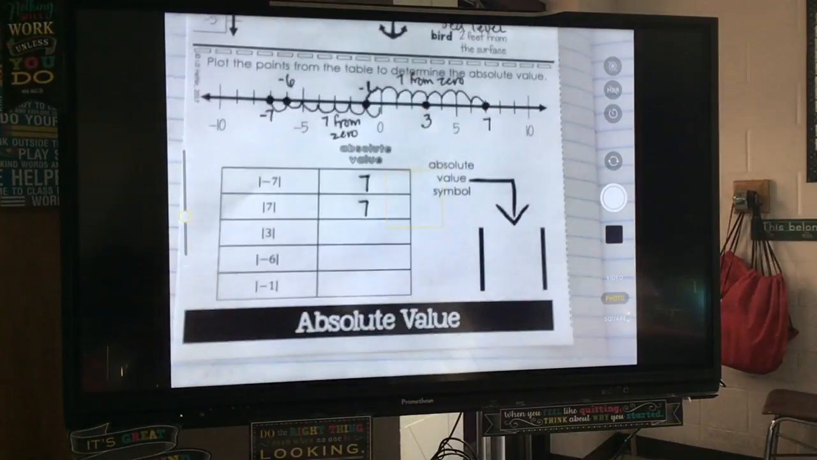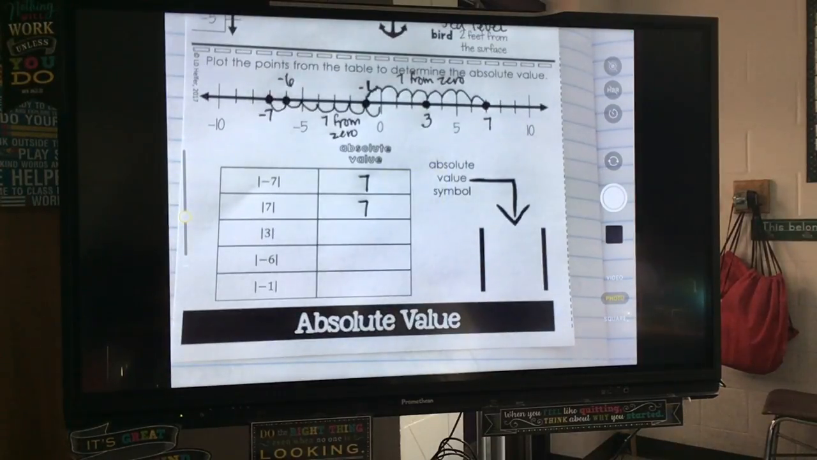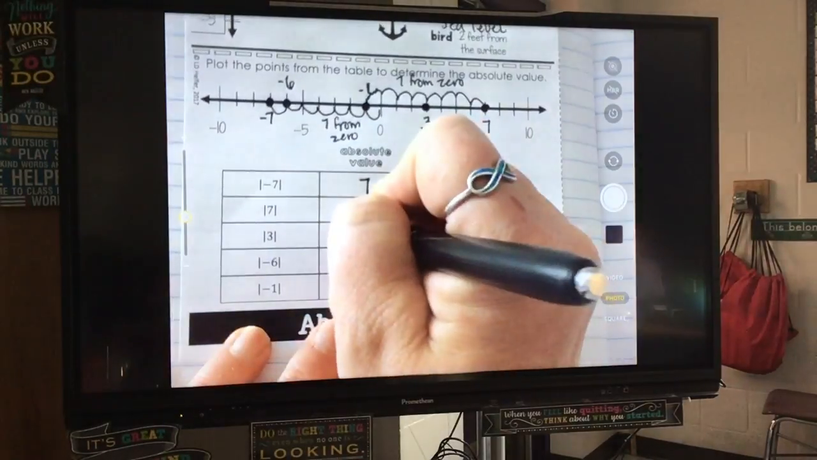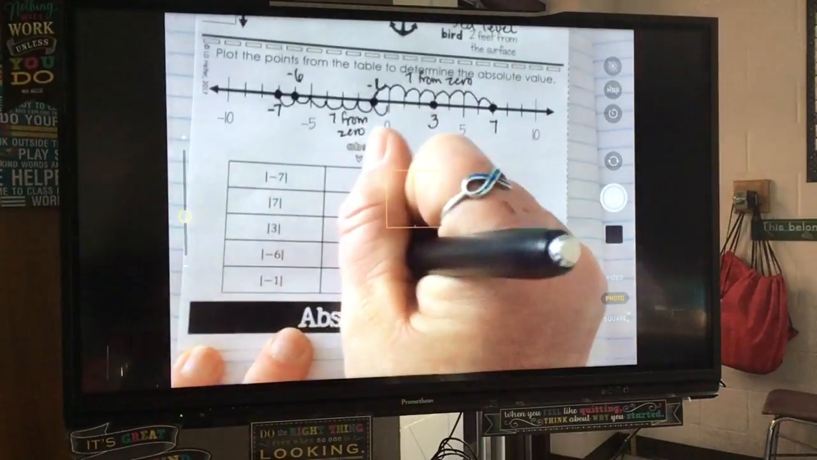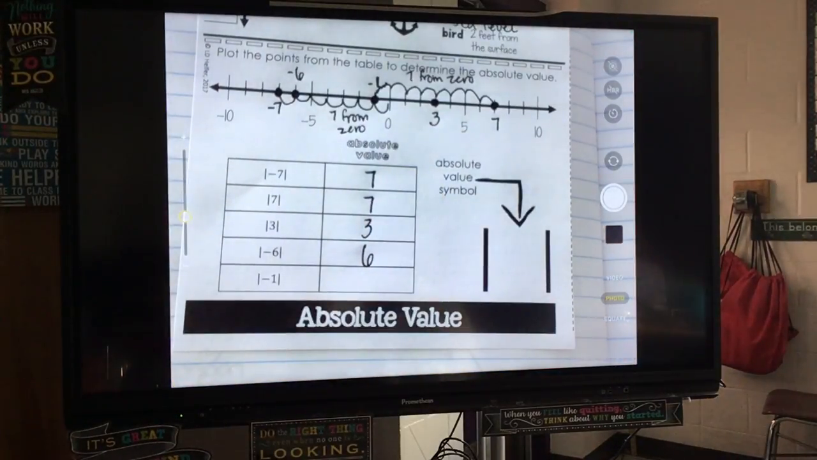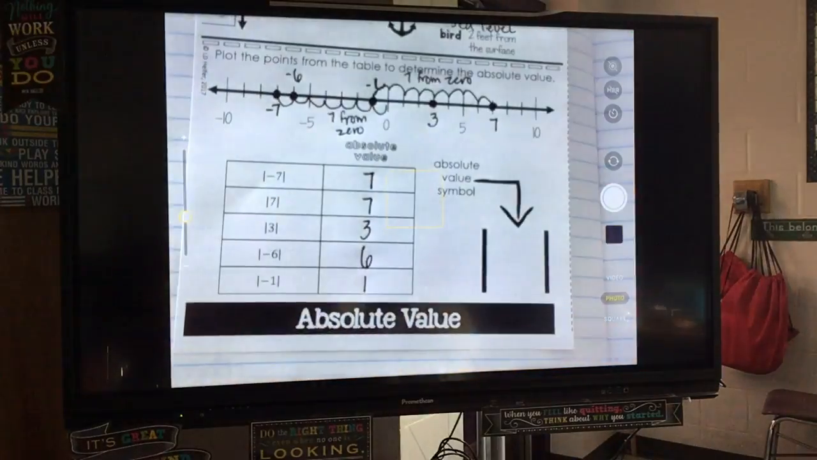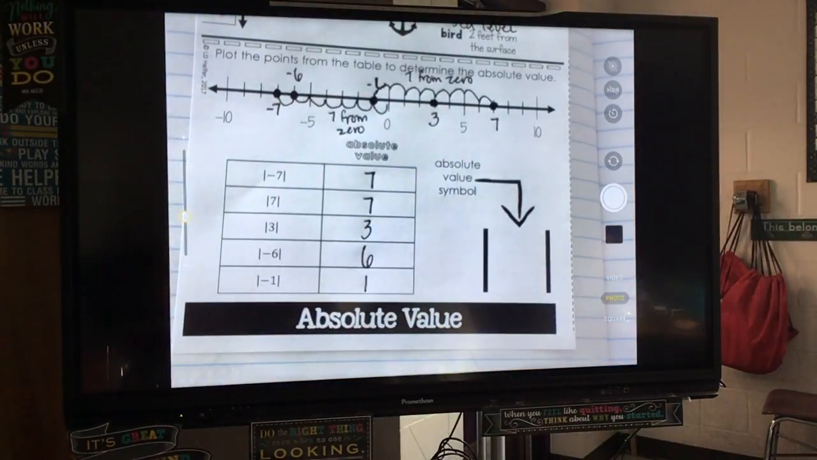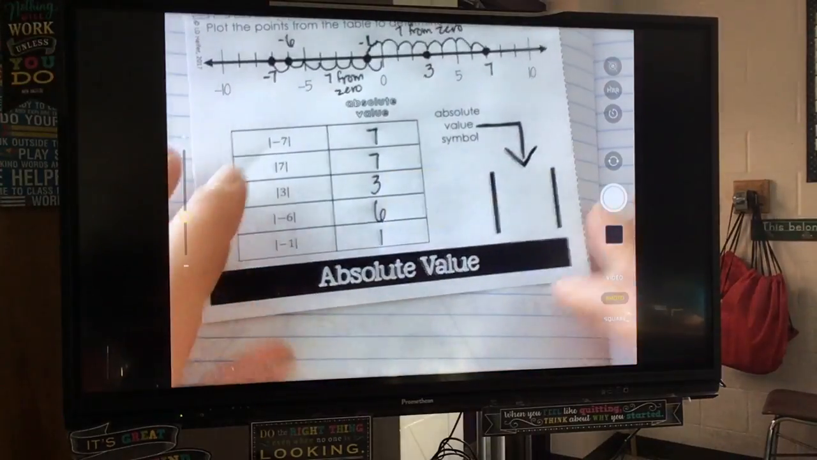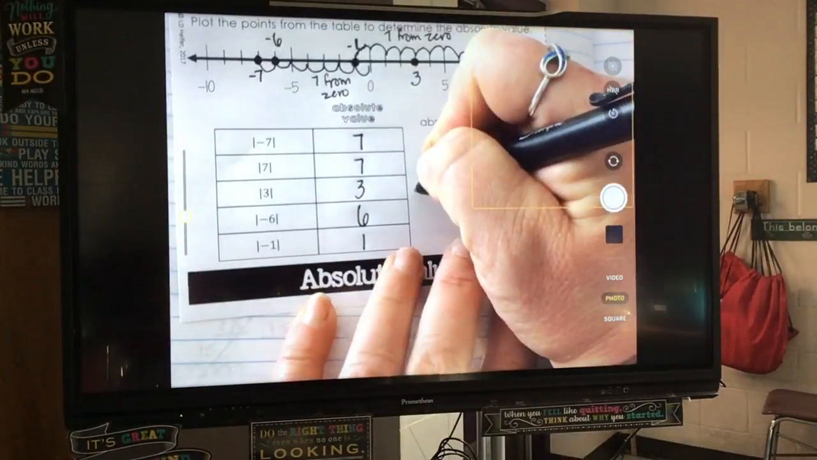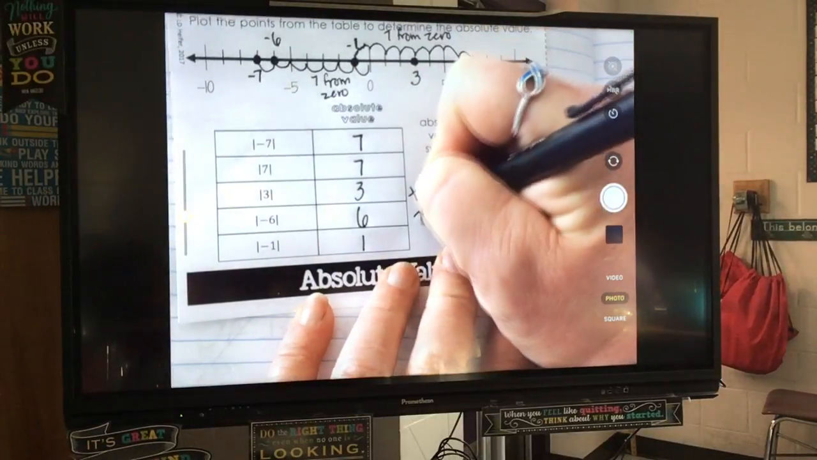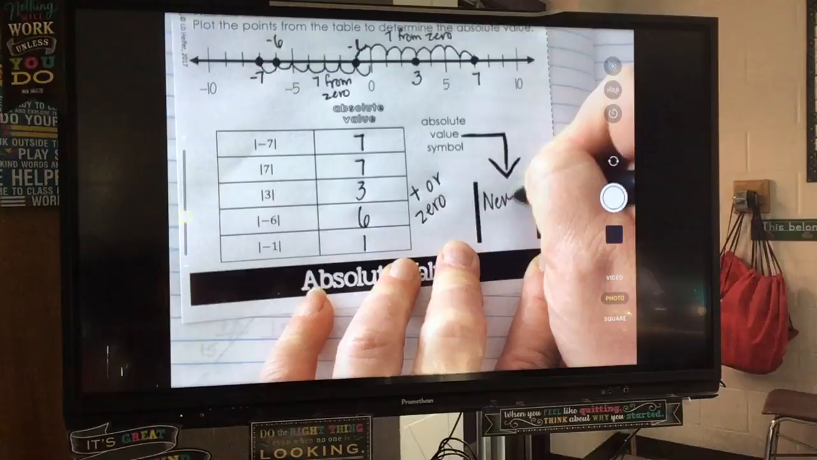What about 3? How many times are you hopping for 3? Lily? So my absolute value is 3. What about negative 6? Alex? 6 hops from 0. And what about negative 1? 1. So you should notice all of your answers for absolute value are what type of number? What type of number, Andrew? Positive. And that's what I want you to put. So this is your absolute value symbol. So your numbers are always going to be positive or 0. Never negative.